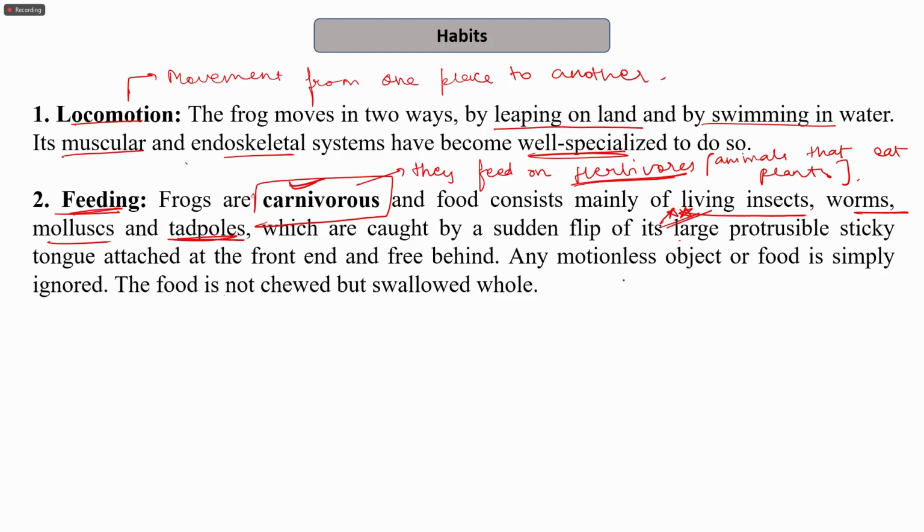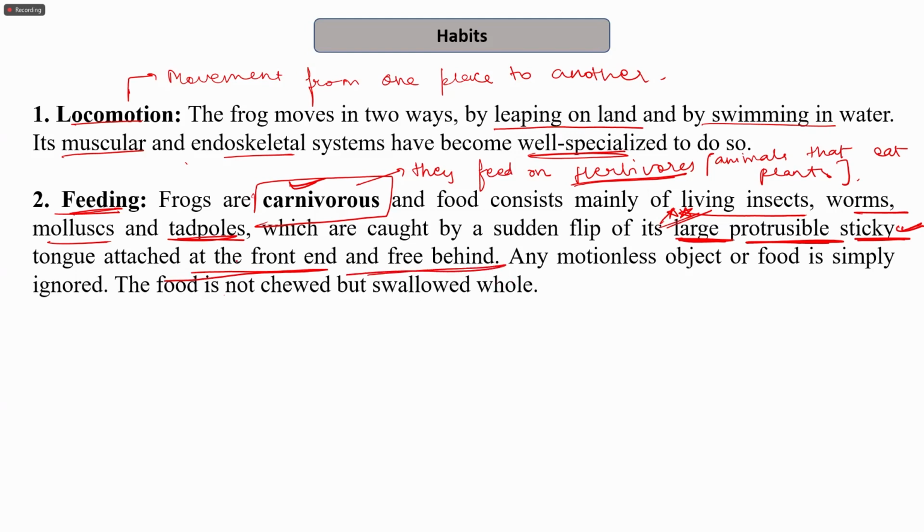The type of tongue. Their tongue is large, protrusible, that is, it can come out, and it is sticky. Why? It is adapted in such a way. Firstly, the large tongue allows them to catch the prey from a distance. And in order to catch the prey, the tongue is protrusible and sticky, so that when it comes in contact with the prey, the insects or mollusks or tadpoles or worms, they get stuck to the tongue. And one very important feature is that the tongue is attached at the front end and it is free behind.